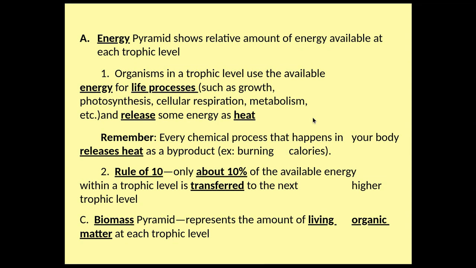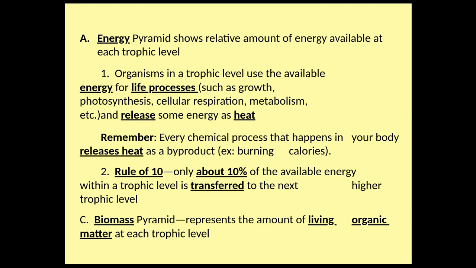So an energy pyramid shows a relative amount of energy available at each trophic level. Organisms in a trophic level use the available energy for their life processes, for growth, photosynthesis, cellular respiration, and they release some energy as heat. So remember that every chemical process that happens in your body releases heat as a byproduct because we're burning calories.